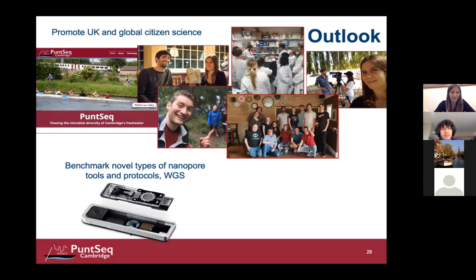Methodologically, we hope that we can benchmark novel types of nanopore tools and protocols that come out, including for sure things like the Flongle that promise a lot cheaper sequencing techniques, and also trying whole genome sequencing, something you might have wondered about along the way, why we haven't tried shotgun sequencing yet. So this is also definitely something that we've already started. We have collected shotgun sequencing data from the very same spots that I just showed you, and are now doing one-to-one comparisons of how 16S and shotgun compare with each other, also price-wise.